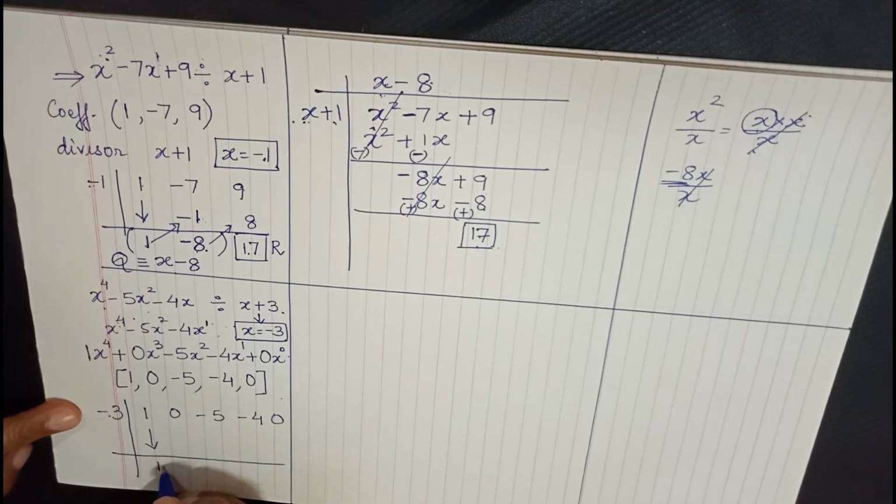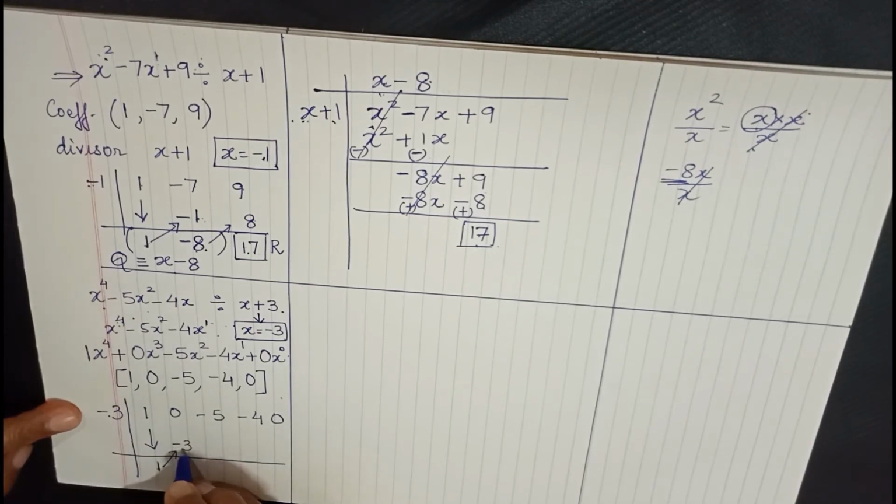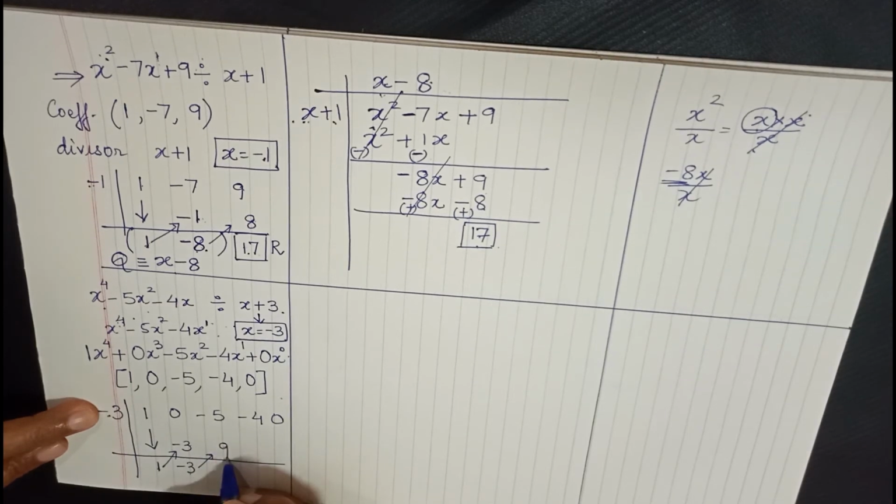Minus 3 into 1 is minus 3. Now add these two. 0 and minus 3 will give you minus 3. Next, minus 3 into minus 3 is 9. Now again, 9 is positive, 5 is negative. So we do subtraction and give the sign of the bigger number. 9 minus 5 is 4. And 9 is a bigger number, so positive.